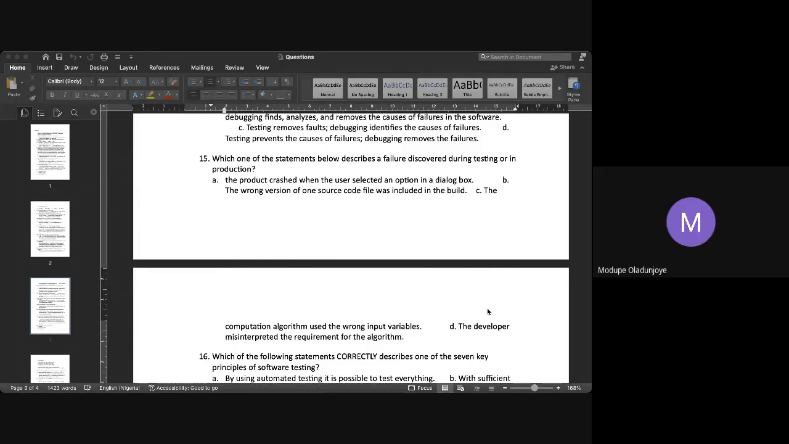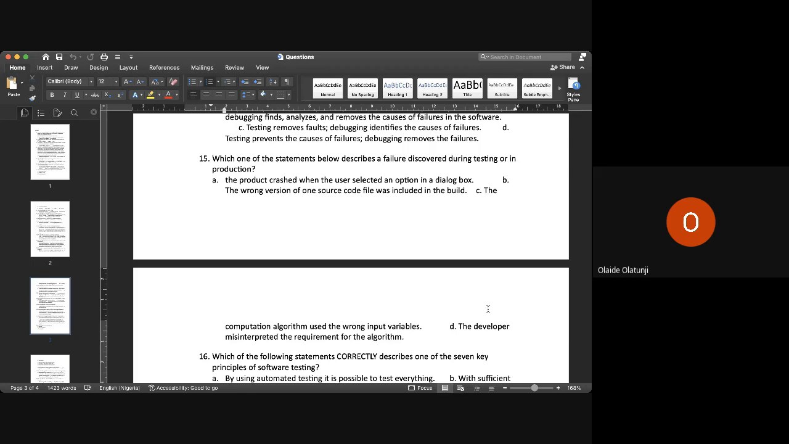The production crashed when the user selected an option. The wrong version of one source code file was included in the build. The computation used the wrong input variable. The answer is the product crashed when the user selected an option in a dialog box. This sounds more of a yes. Now you selected something.